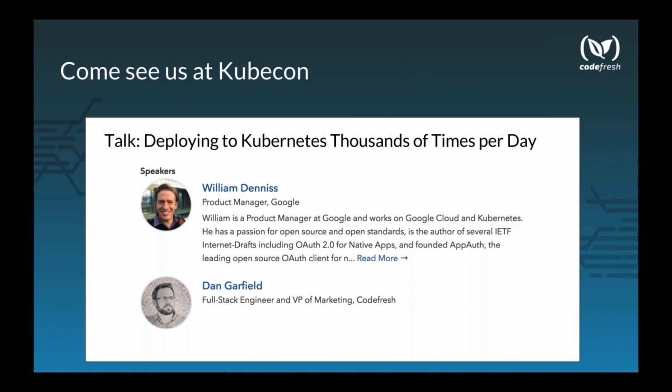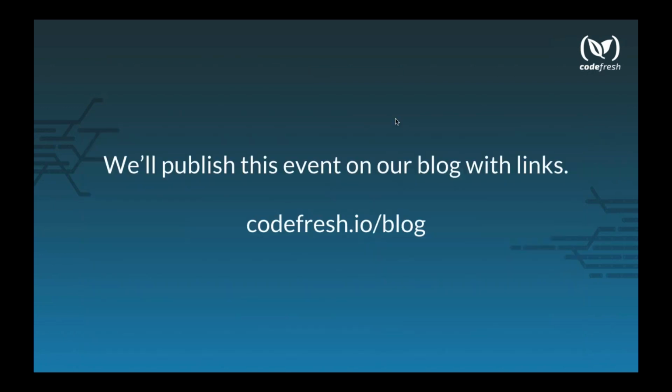Great. And one more thing, I'm going to be speaking at KubeCon with William Dennis, who's a product manager over at Google. We're talking about deploying to Kubernetes thousands of times per day. And we'll be sharing some of the things that we've been working on in partnership with Google Cloud and the Kubernetes team to make that whole thing a lot easier. So please come see it. I'll be there, and Raziel will be there, and William Dennis will be there. Great time.